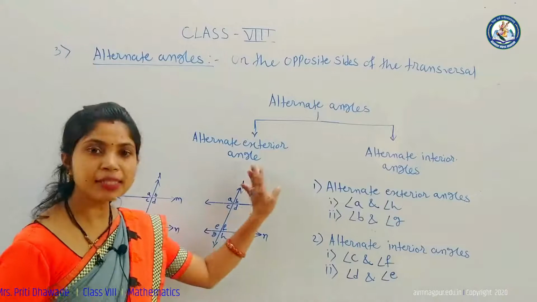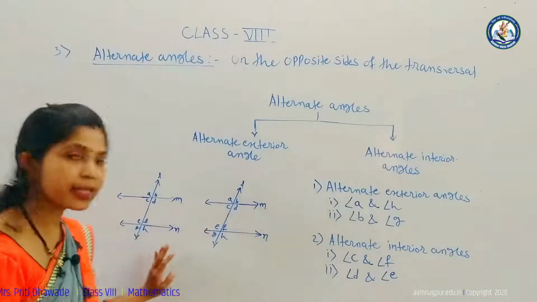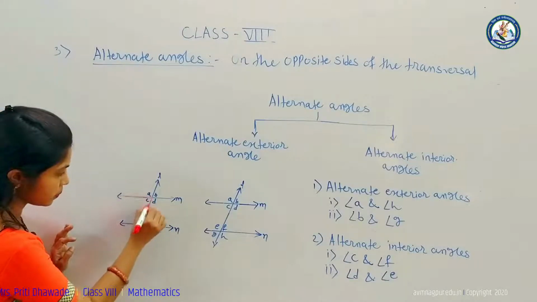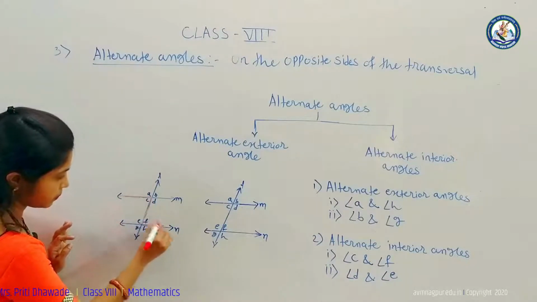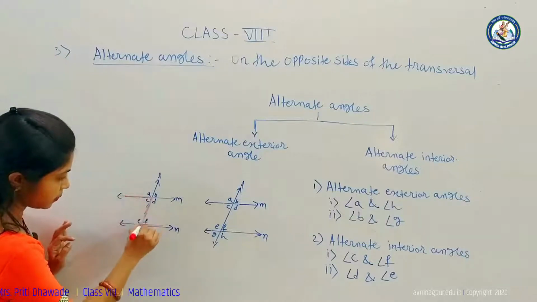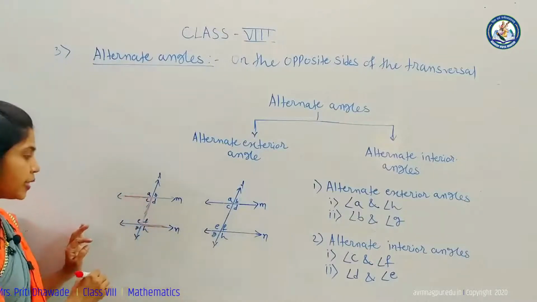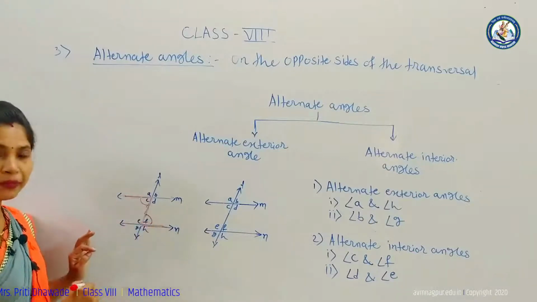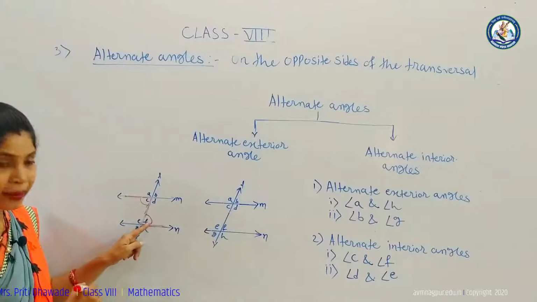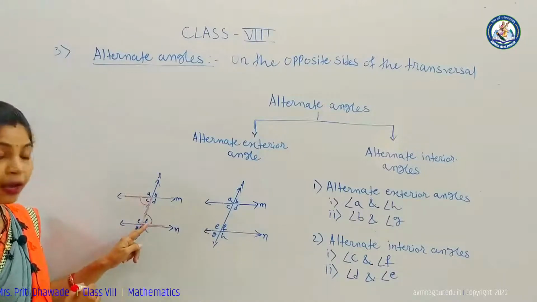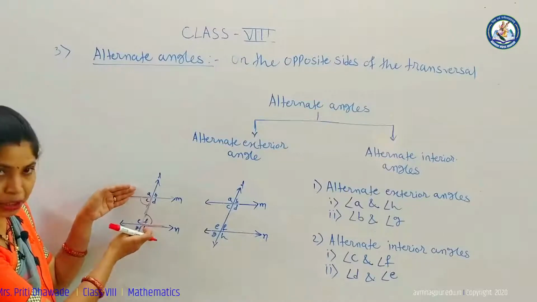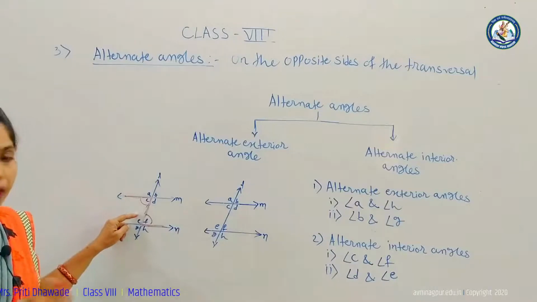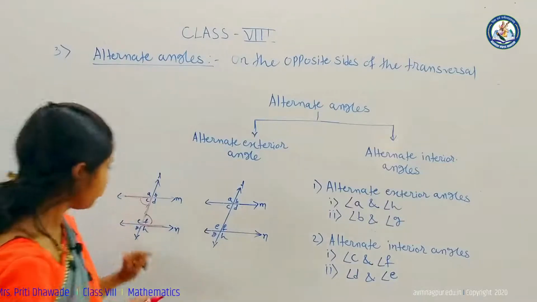We can also remember this concept of alternate angles by drawing a Z like this on the figure. And the alternate angles are present at the corners of the Z. So from the figure it is clear that angles C and F are present at the corners of the Z and in the interior portion. So angles C and F are the alternate interior angles.